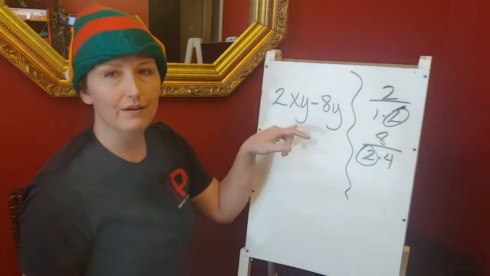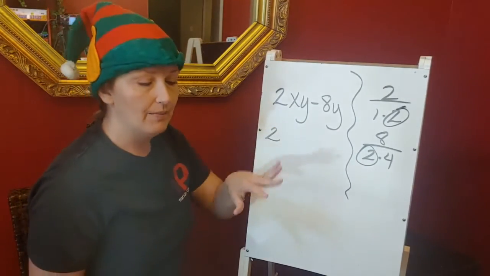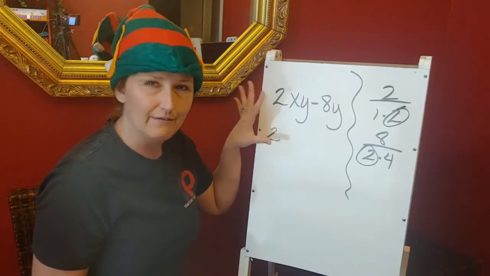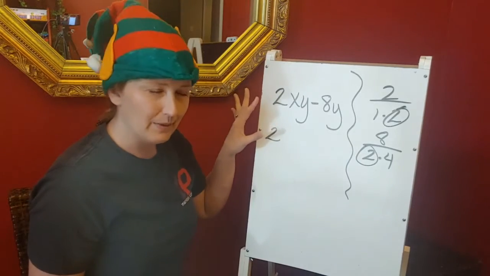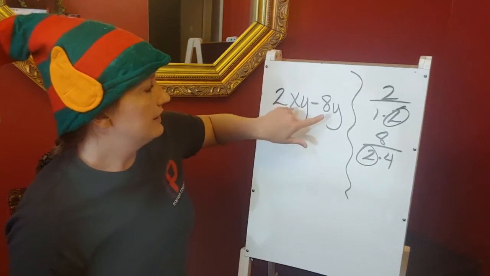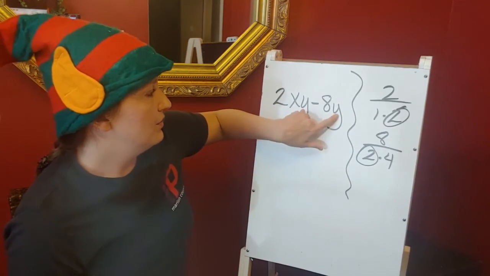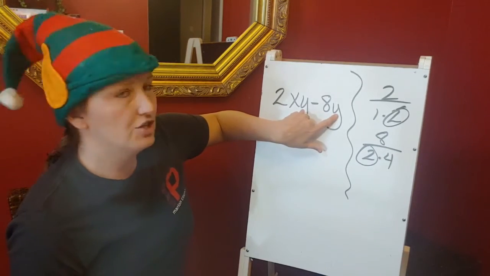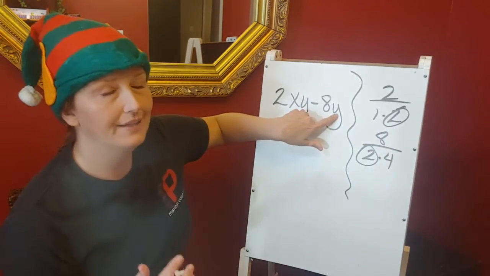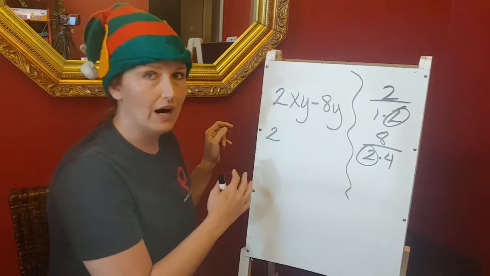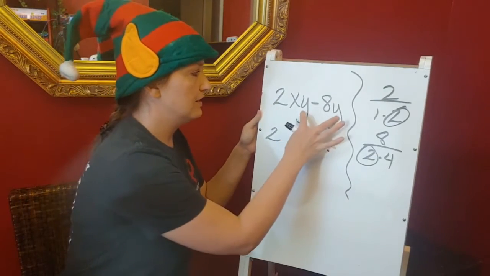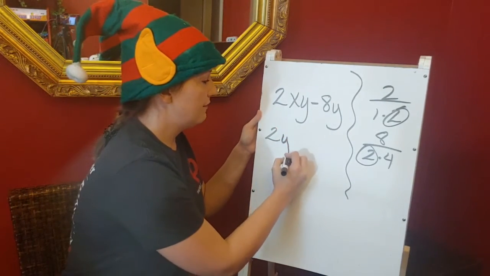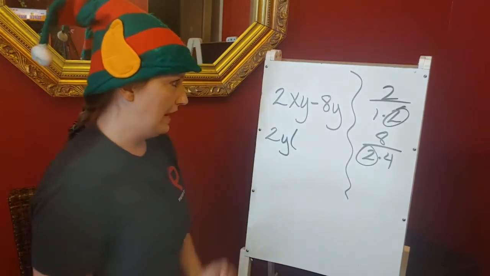Now I'm going to look at my variables next. On my last one, only one term had a variable, so I didn't really have to worry about it that much. But I look at this and I see that both of these terms share a y. So I can factor that y out also. They only share a single one, so I'm going to factor out the y.